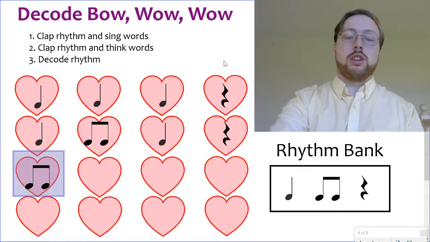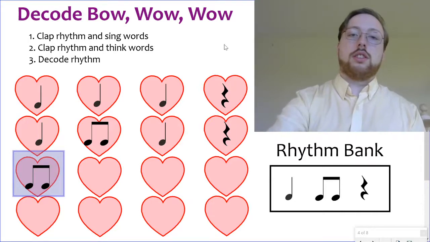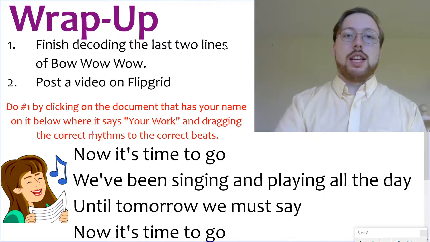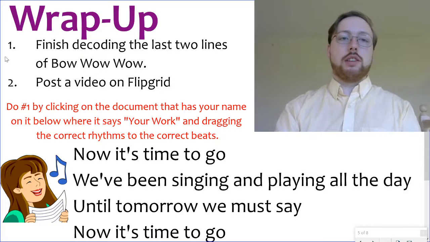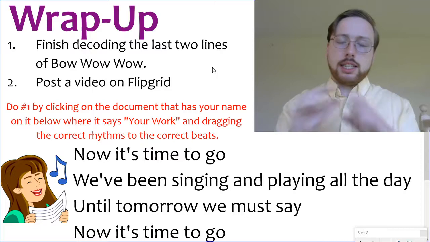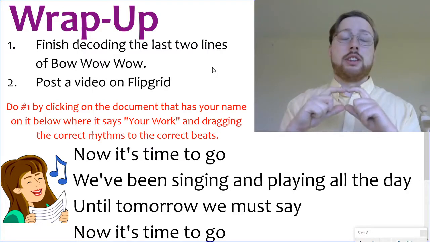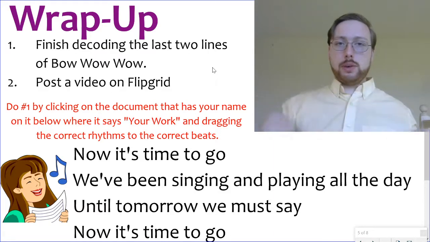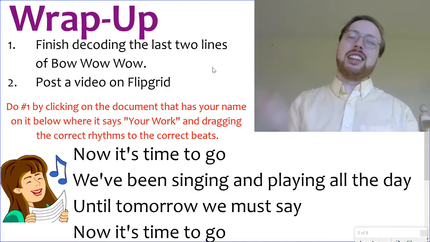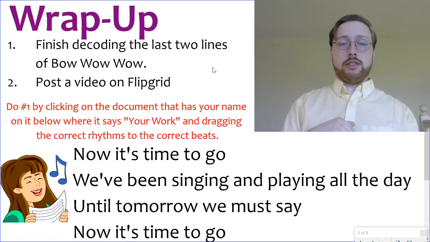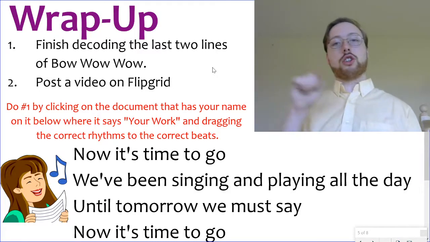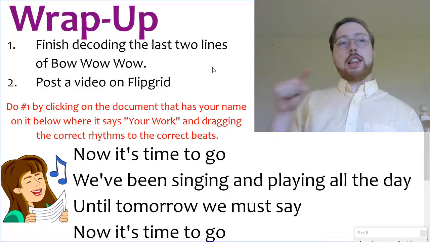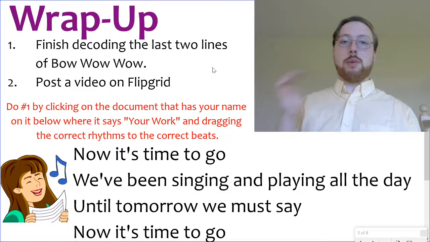Let's talk about it. Our exit ticket for today is, as I said, finish decoding the last two lines of Bow Wow Wow, which again means that you're going to be dragging those rhythms to the heartbeats and then post a video on Flipgrid. Let's talk a little bit more about number one. Just like in the previous weeks, I've created an exit ticket document, except this one's not a Google Doc, it's going to be a Google Slide. When you open it, you should see the same heartbeats we use in class, and the first two lines already done for you. On the left side of the screen, you should hopefully see a bunch of rhythms, tas, tis, and shs, that you can drag across to the correct heartbeats. When you drag them across, just like with your Google Doc, I'll still be able to see what your work is and what you put there.